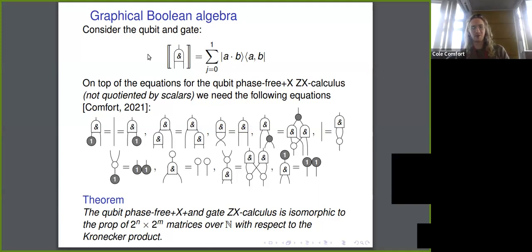And what it's complete for is now matrices over the natural numbers, not the complex numbers. But here the tensor product is the Kronecker product. So by adding multiplication, you go from the direct sum to the Kronecker product. And somehow from what was the complex numbers before, now to the natural numbers.